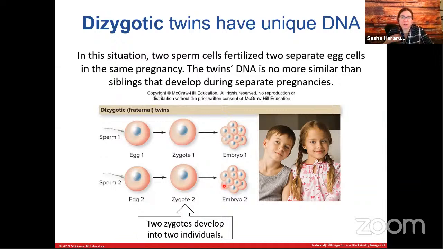Fraternal twins are not genetically identical. They have completely different DNA makeup. It just so happened that they grew up in the same womb. So they're basically two different children. It would be the same if the woman got pregnant twice and bore two different babies. All right. Any questions about that?